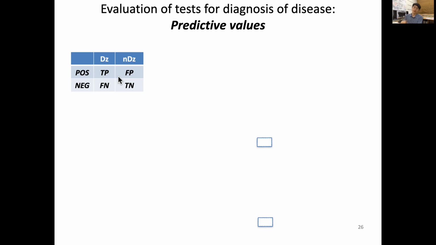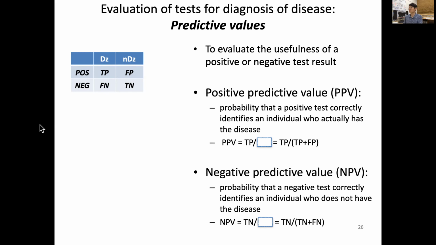Definition-wise, it's not too difficult. The purpose of the predictive value is to evaluate the usefulness of a positive or negative test result, which is very close to what we feel: I've got a positive test result, so have I really got the disease? Or I have a negative test result, how safe can I feel, how free from the disease?